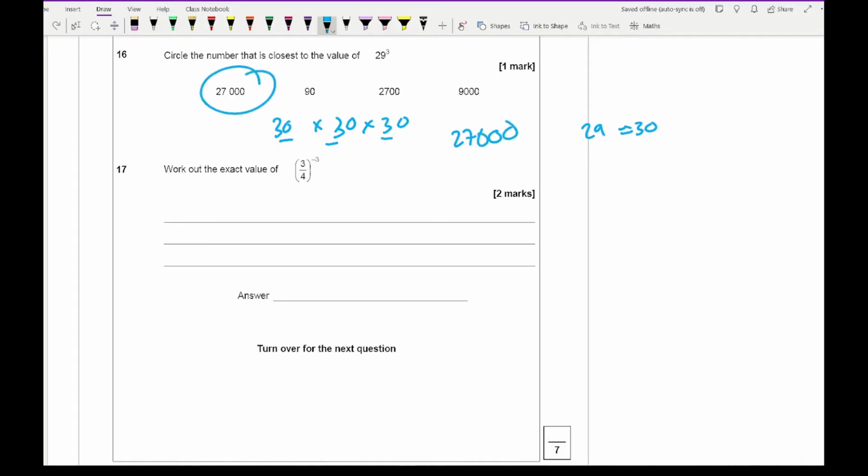The next question then says work out the exact value of 3/4 to the power of minus 3. So here, if I deal with the minus first, then that's going to become 4 over 3 because we just simply flip the fractions, and then all I then need to do is cube the two numbers. So 4 cubed is 64 and 3 cubed is 27, and there is my final answer. So it's 64 over 27. Oh, I wrote 3 there. Just change that, and there we go.